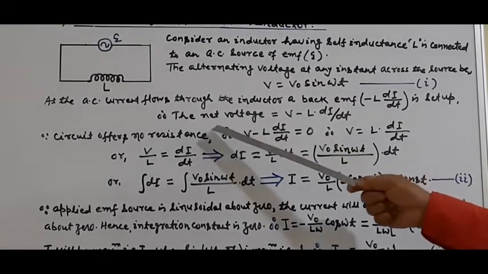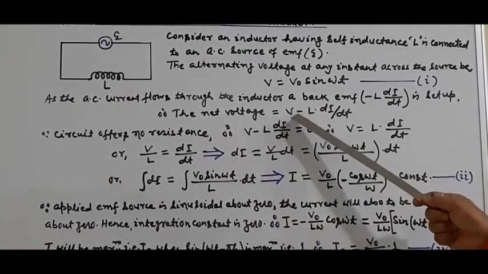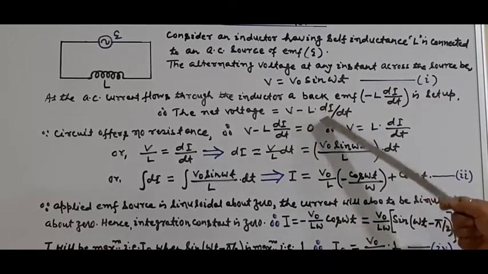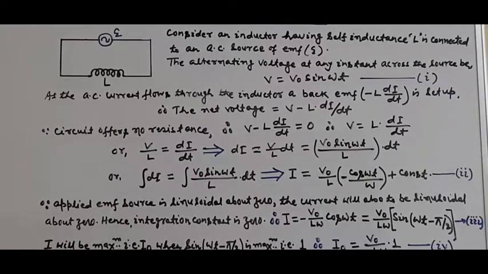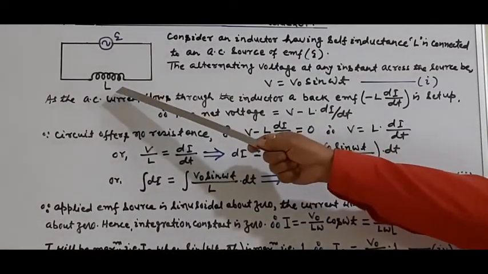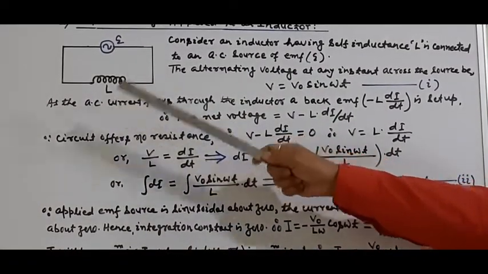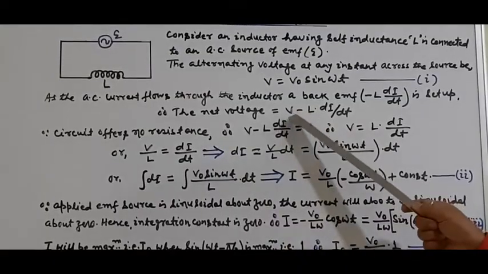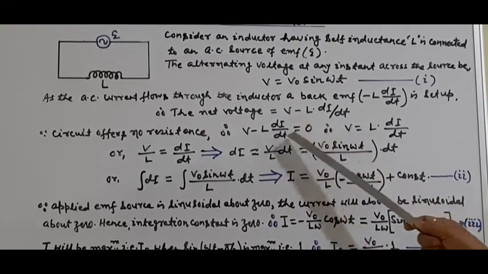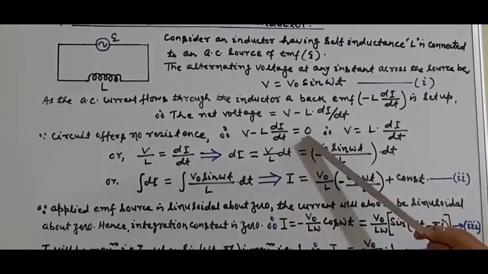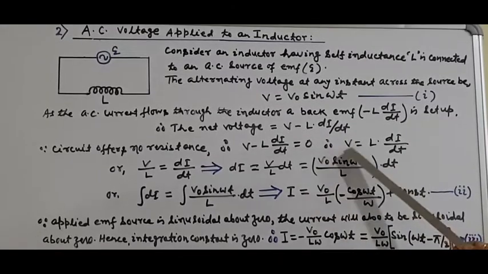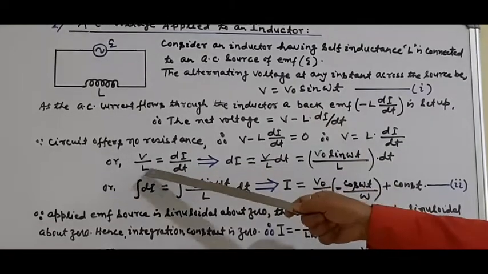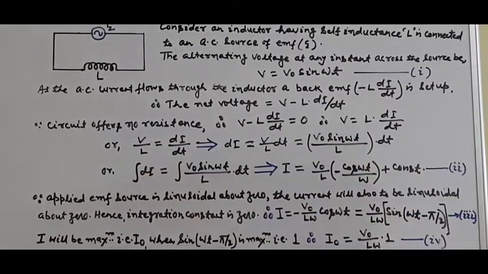So what is the net voltage? The net voltage is V plus minus L di by dt, so V minus L di by dt. We have assumed that this inductor has negligible resistance. So since the circuit offers no resistance, V minus L di by dt is equal to 0. So we solve it: V is equal to L di by dt, and this equation can be written in this form: V by L is equal to di by dt.